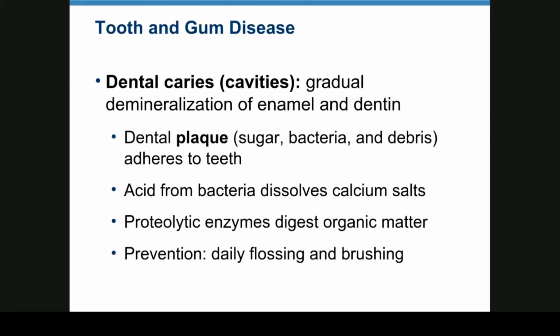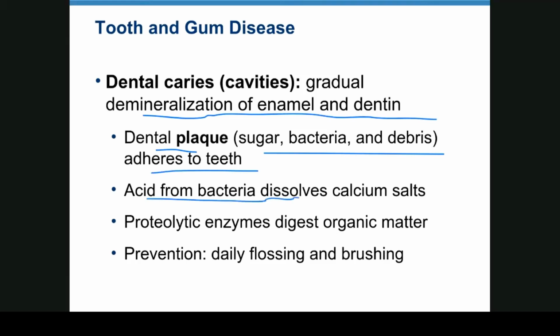Dental caries are cavities. You get demineralization of enamel and dentin. It starts with dental plaque: sugar, bacteria, and debris adhering to teeth. Acid from the bacteria dissolves calcium salts. Enzymes digest the organic matter in the tooth, and to prevent cavities, do daily flossing and brushing, as well as using fluoride toothpaste.